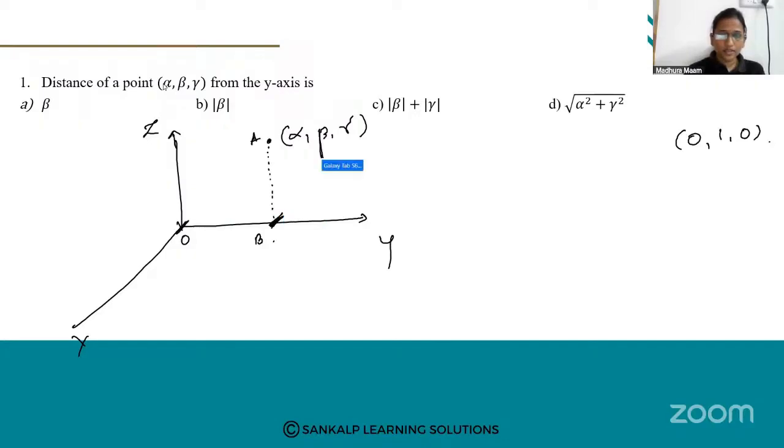Here you can see that they have given this as beta. If this point is at a distance of beta from the y-axis, that means this point is beta on the y-axis. So how will you write this point B? 0, beta, 0.